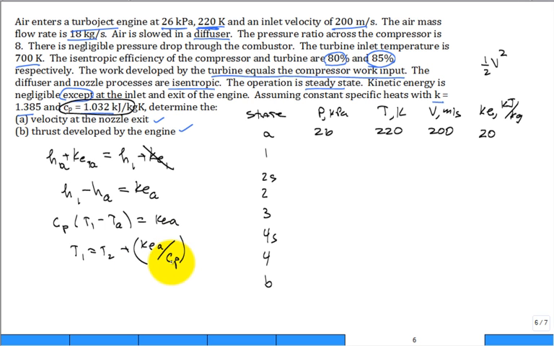heat at constant pressure. Can somebody run that and tell me? We have 220 Kelvin plus 20 kilojoules per kilogram divided by 1.032 kilojoules per kilogram Kelvin. Doesn't it give us all Kelvin? We can add those. So what do we get for T1? 239.5. All right. Great. How do I get P1?